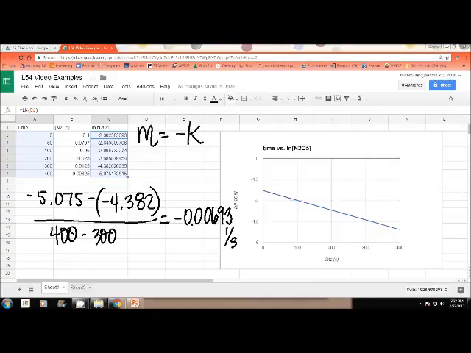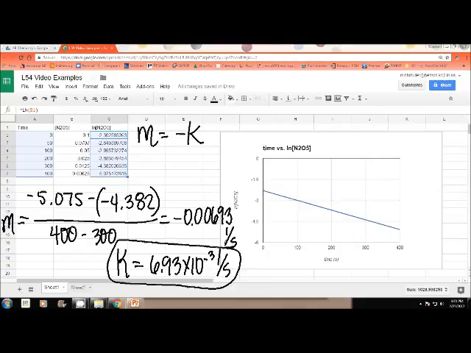Or just the way that things work out. Okay, well we know the slope is equal to the negative of k, and we just solved for the slope. So I just need to change the sign, and that's the value for k. So k is equal to, and I'm going to put this in scientific notation, 6.93 times 10 to the negative third per second. All right, not too bad. You could, if you wanted to, figure this out on the computer as well, but I just decided to do it in person.